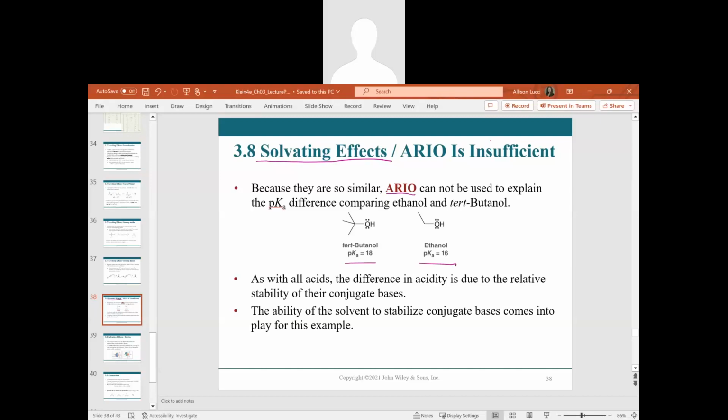So we have a similar structure here in the sense that it has an alcohol functional group. So looking at these protons and their acidity, you might be shocked to know that ethanol and tert-butanol are about 2 pKa units different in their acidity. So as always with acids, this acidity difference is due to the stability of the conjugate base. But at times, the solvent that helps to stabilize this conjugate base will be the deciding factor.